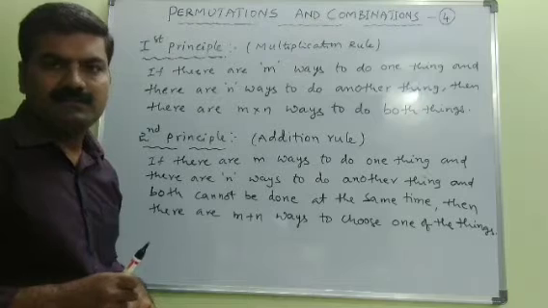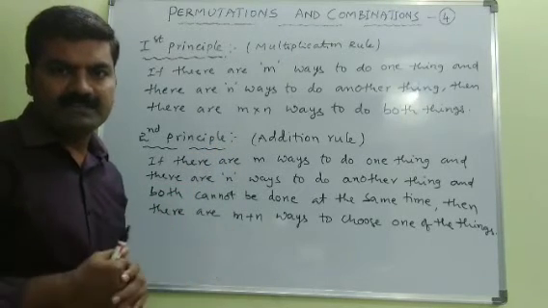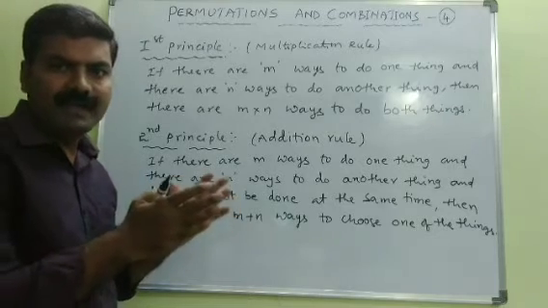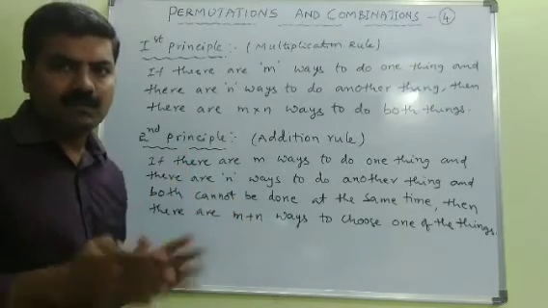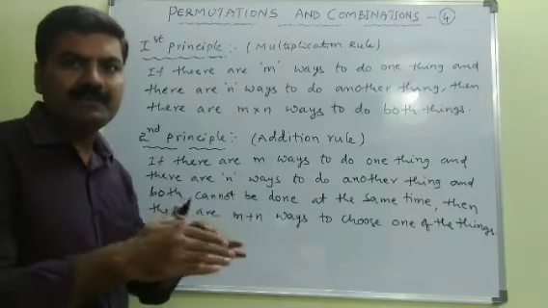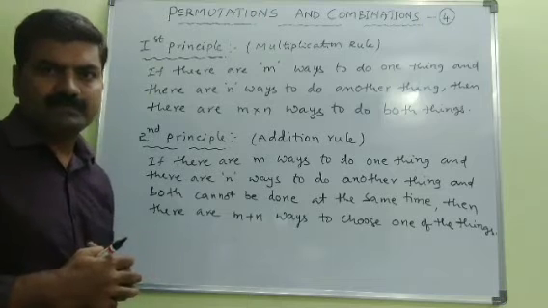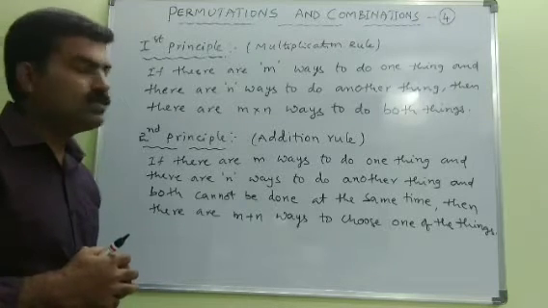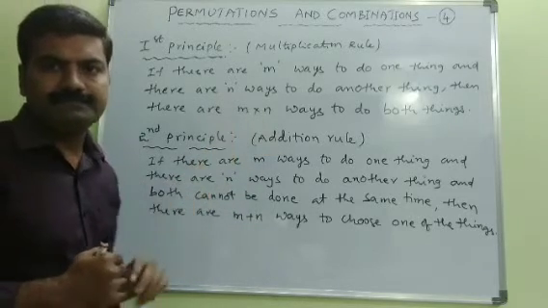Concentrate once again. There are two operations. One operation can be done in m ways, another operation can be done in n ways. Now both the operations together can be done in m into n ways. This is known as the multiplication rule, m into n.